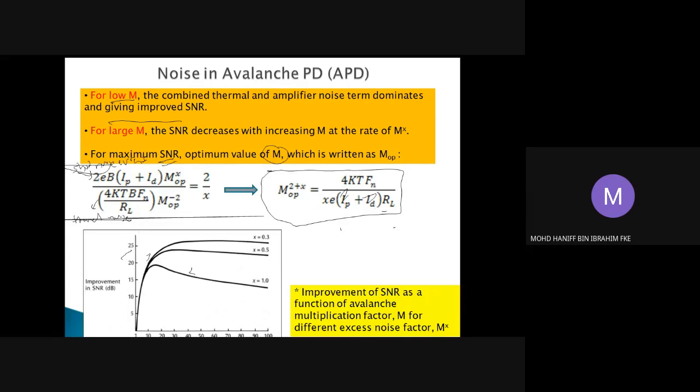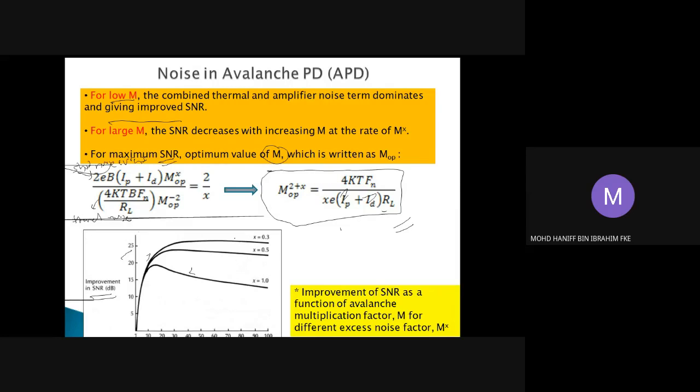Okay, this will be the equation that shall be applied. I repeat again, this should be the equation that shall be applied to find the optimum value of multiplication factor M with respect to different X. Yeah, X is your excess noise factor that we have learned in the previous slide, that will give us a maximum SNR value for the avalanche photodiode receivers. Okay, so this is the graph that shows the effect of SNR improvement with regard to the avalanche multiplication factor M, and the effect of the X values.